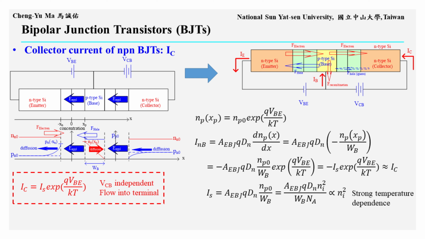The collector current flows into the collector terminal. Its value is controlled by the base emitter junction voltage, VBE, and is ideally independent of the base collector junction voltage, VCB. Since Is is proportional to Ni squared, IC is also strongly temperature dependent and increases as temperature rises. This shows the basic operation of a BJT. The voltage between two terminals, the base and the emitter, controls the current at the third terminal, the collector.